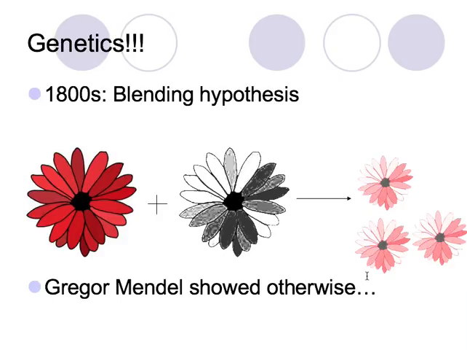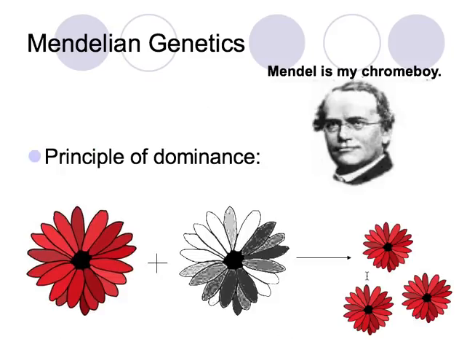Except this cool guy, Gregor Mendel, Mendel's my homeboy. Gregor Mendel says, no, guys, it's really not like that. There's dominant traits and there's recessive traits. He did a bunch of research on pea plants and snapdragons and all sorts of different things. He was a botanist, he was into plants. So anyway, he says principle of dominance. Certain traits are dominant, certain traits are recessive, and unless you have two copies of the recessive trait, you only see the dominant trait.